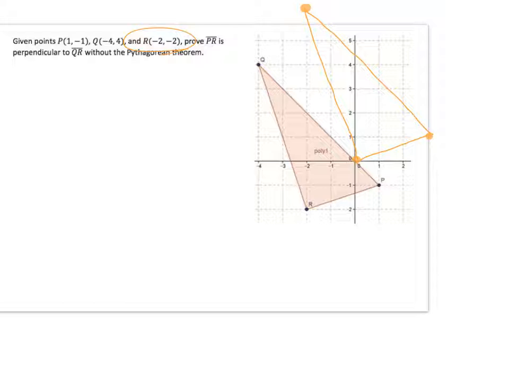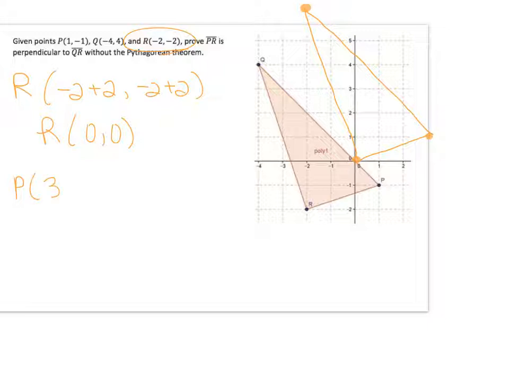So we see that I moved point R up 2 and over 2. So my new R is (0, 0). So that means I would move each one of these points. I would translate them all, correct? So I would go up 2 and over 2. So let's do that same translation for P. I'm going to add 2 and add 2. And Q. I'm going to add 2 and add 2.